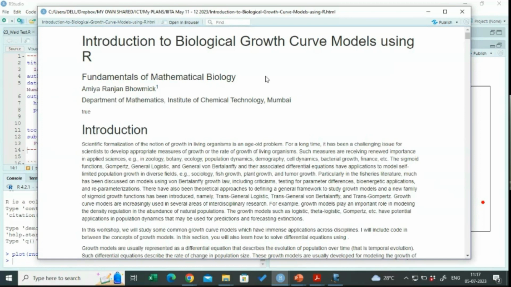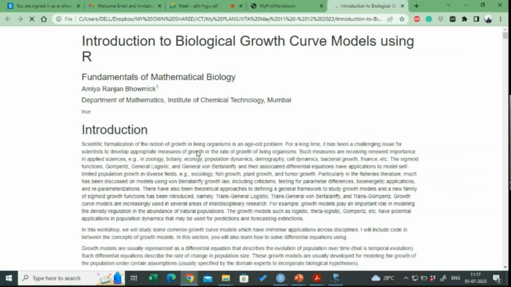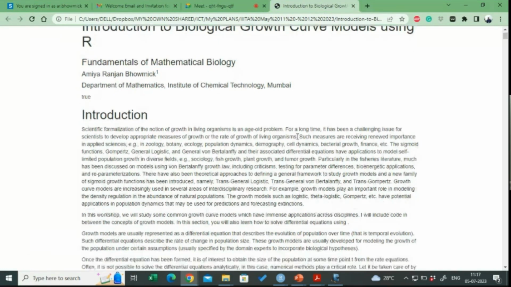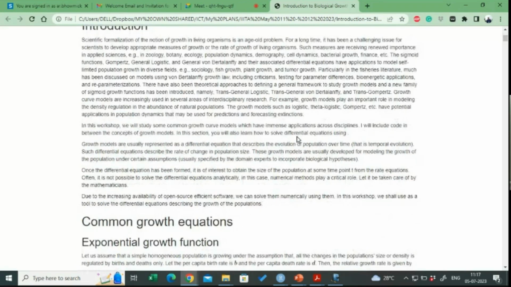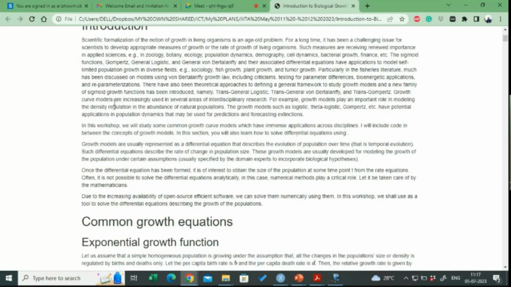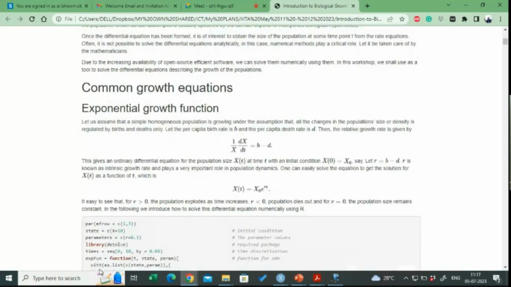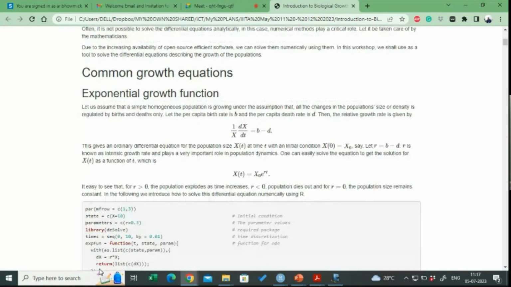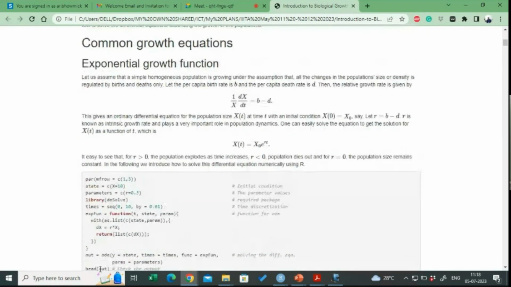I can open it in the browser also, like the sample that I have shown. Look at this. This is the document which has come in there, right? Then I have put some description over here. Then you have some common growth equations. I have given a description over here, right?